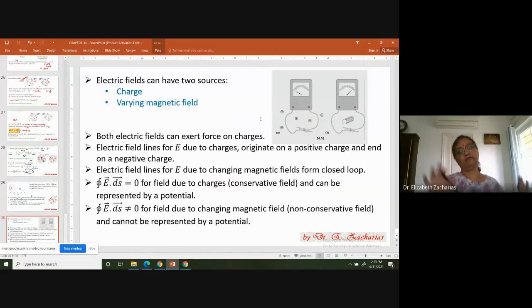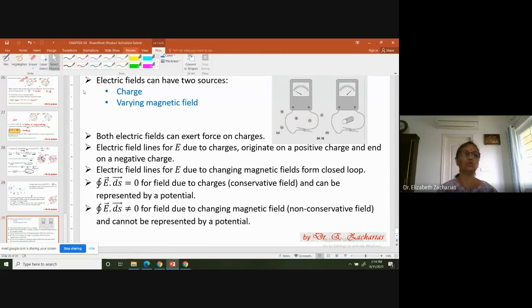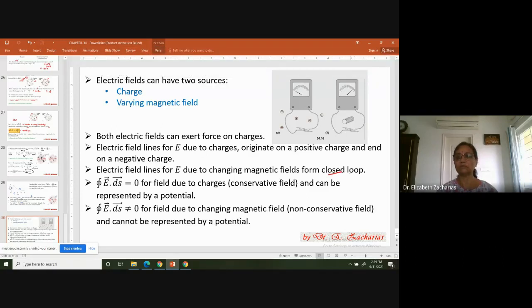Now we have come to the last slide. So now to conclude what we have studied in this last 10 minutes, I can say that there are two sources for electric field. One is charge that you studied in chapter 26. The other one is varying magnetic field, which you just studied. If you put a charge in the electric field, it will experience a force QE. That will happen with both the fields. Then, the field due to static charges starts on a positive charge and ends on a negative charge. They don't form closed loops. But electric fields due to the varying magnetic fields, just now we have seen, form closed loops.